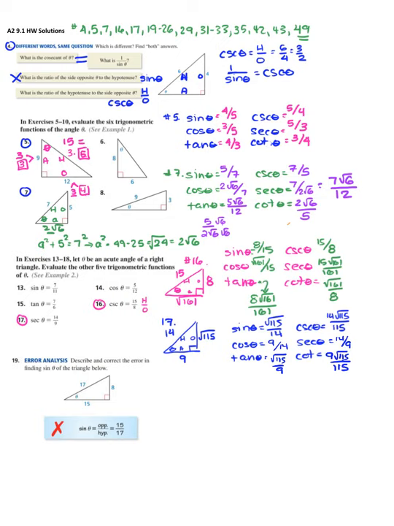Now, error analysis. Describe and correct the error finding sine theta. So sine is opposite over hypotenuse, so that should be 8 over 17. The opposite, this should be an 8. There's the error.